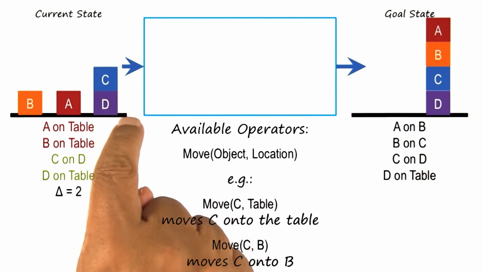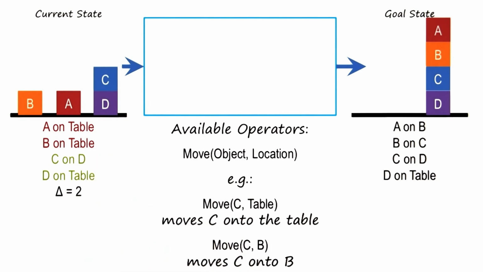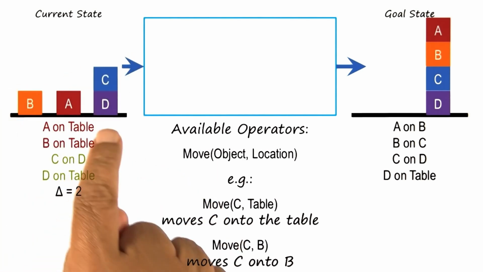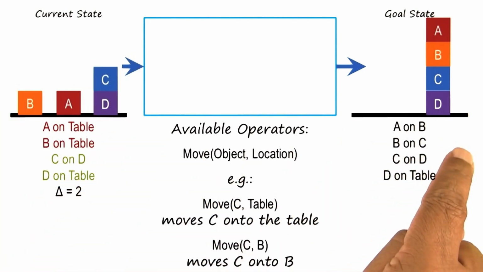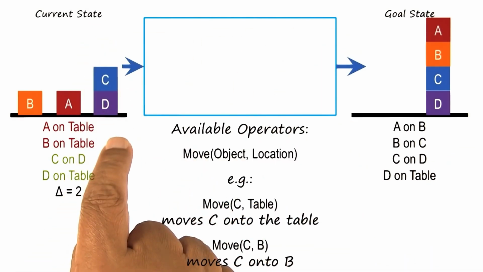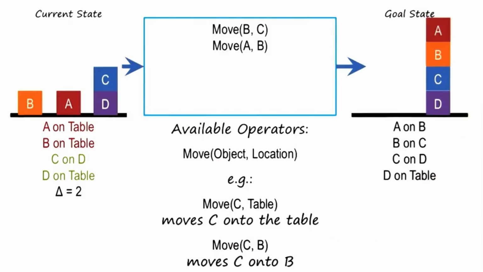Now that we have achieved the first sub-goal, we can worry about how to achieve the other sub-goals. The other sub-goals, recall, were B over C and A over B. Given this as the current state and this as the goal state, please write down the sequence of operations that will take us from the current state to the goal state. What did you come up with, David?